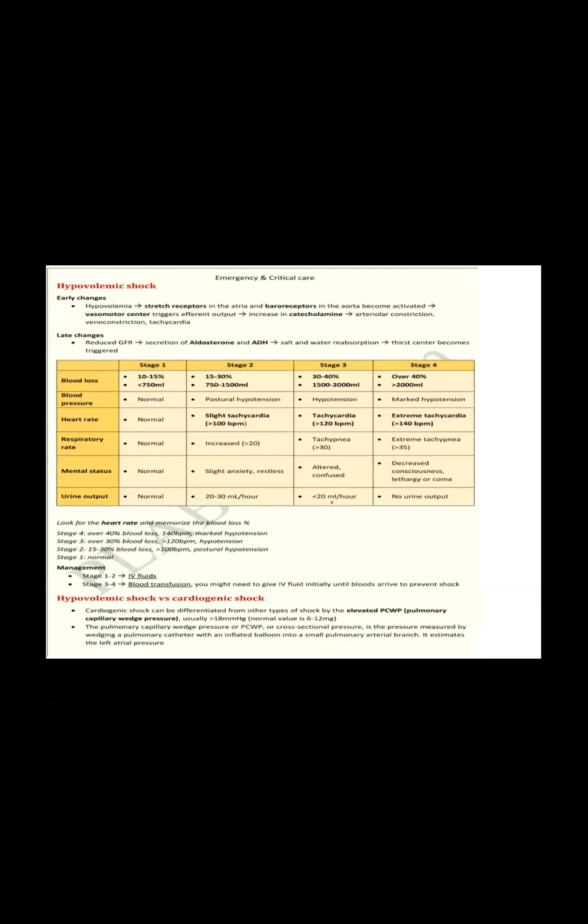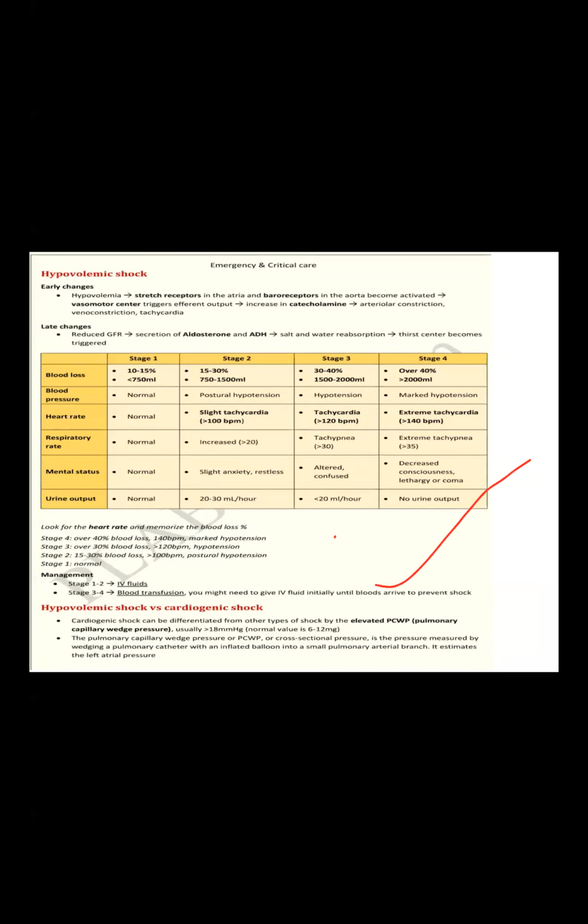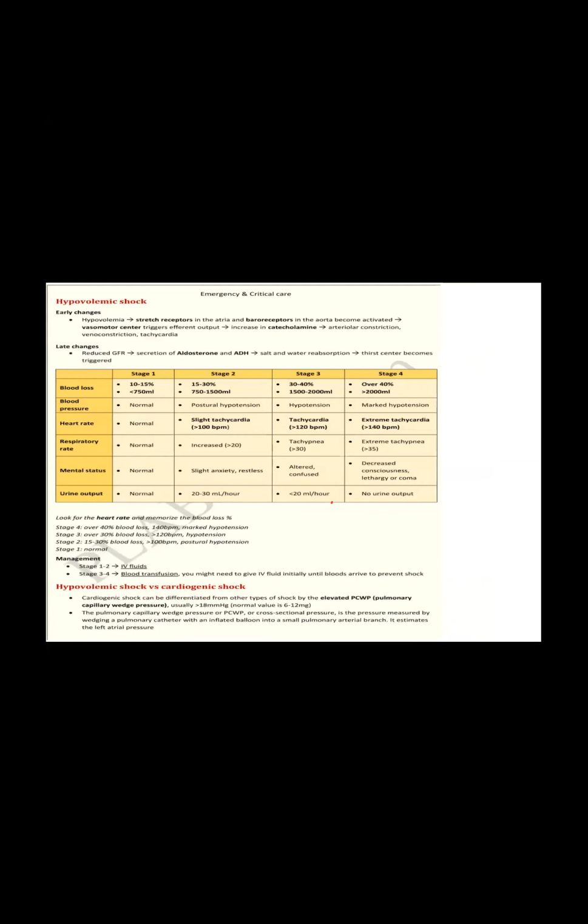Pulmonary capillary wedge pressure is the point by which cardiogenic shock can be differentiated: elevated pulmonary capillary wedge pressure, more than 18. Pulmonary capillary wedge pressure is a pressure measured by a pulmonary catheter. So what does it mean? It goes towards cardiogenic shock. In hypovolemic shock, pulmonary capillary wedge pressure is not important. The second question will be discussed with Dr. Sajma.